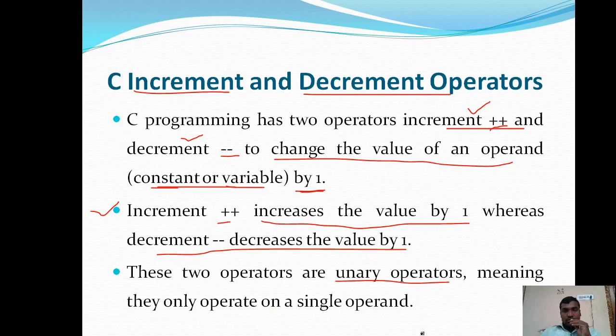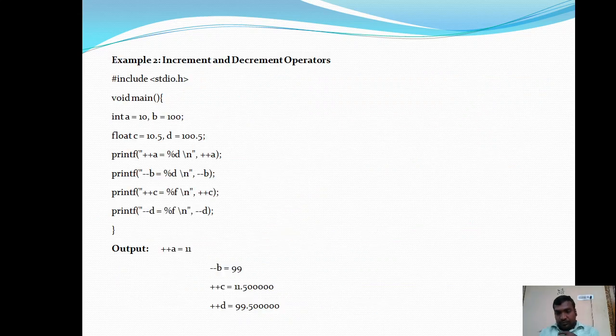So here, these increment and decrement operators are unary operators. They operate on only a single operand. We cannot perform the increment or decrement operator on more than one variable at a time; we perform it on a single variable. That's why we call the increment and decrement operators unary operators. Okay, now here is an example.